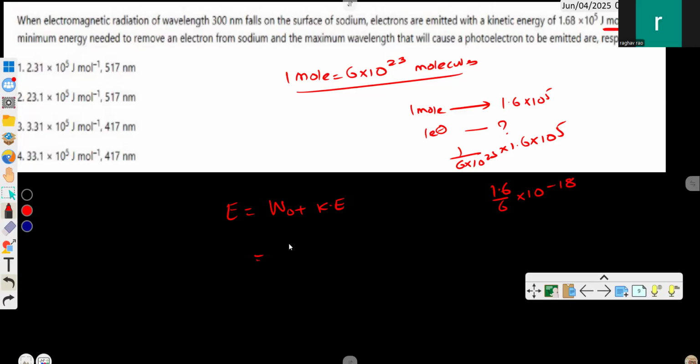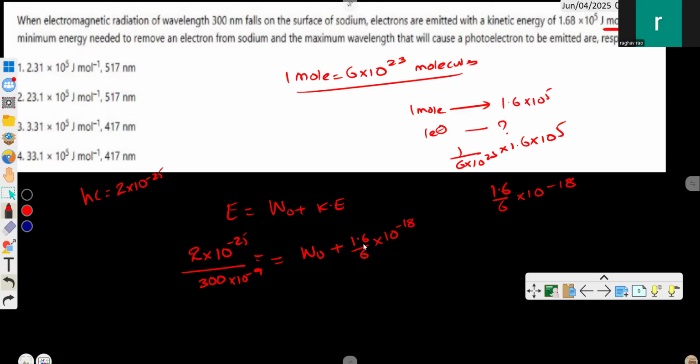Now let us come to the work function. This is 300 nanometers, so I can write it as hc by lambda. The hc value also you must remember, it is 2 into 10 power minus 25. It will be easier for calculations in this case. So 2 into 10 power minus 25 upon wavelength, which is 300 into 10 power minus 9, is equal to work function, which is what he is asking, plus kinetic energy, which is 1.6 by 6 into 10 power minus 18.